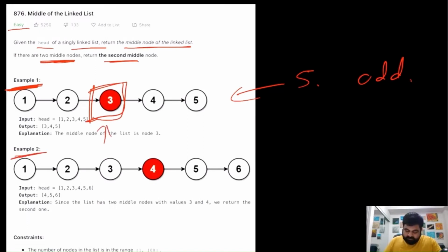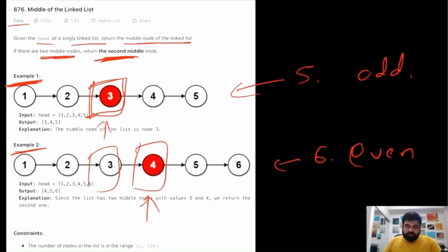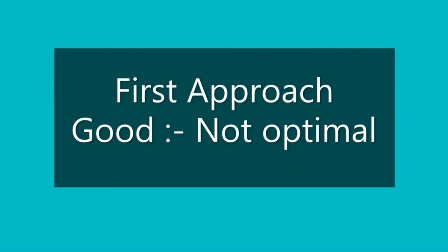Meanwhile, inside example 2, we are given a linked list with 6 elements, and since this is an even number, there can be 2 different nodes we can treat as the middle nodes, 3 and 4. And we are told that if there are 2 middle nodes, we need to return the second middle. So in this case, we will return the value 4. It is pretty trivial to understand the problem statement. Let's see what the different approaches could be.